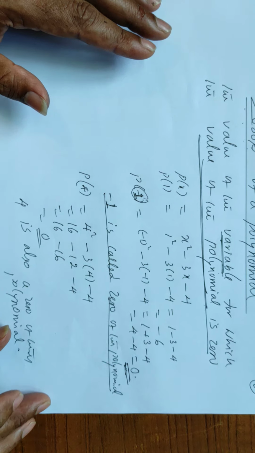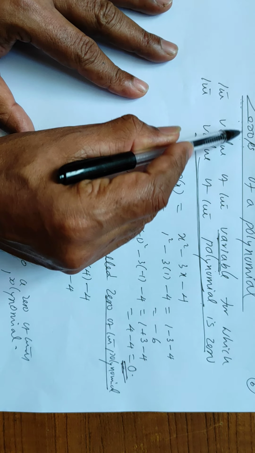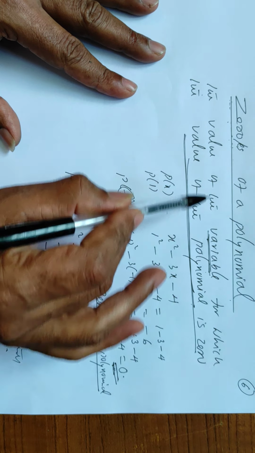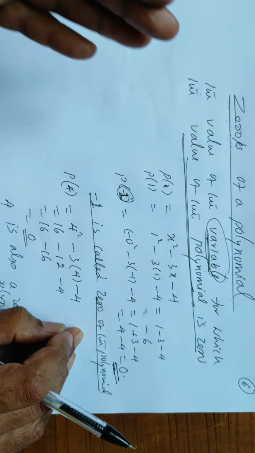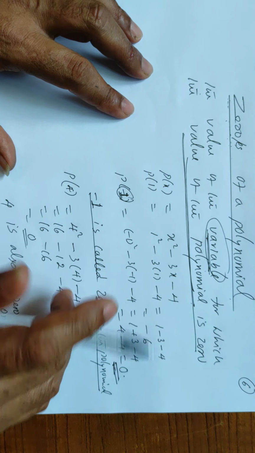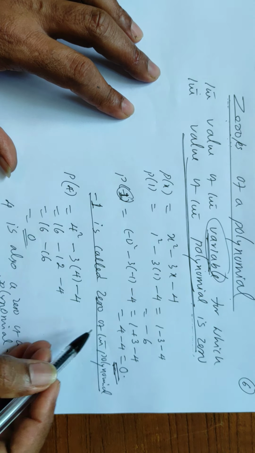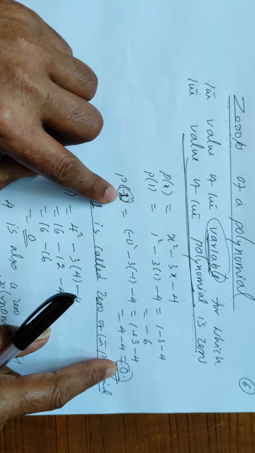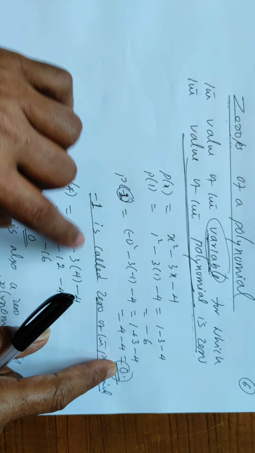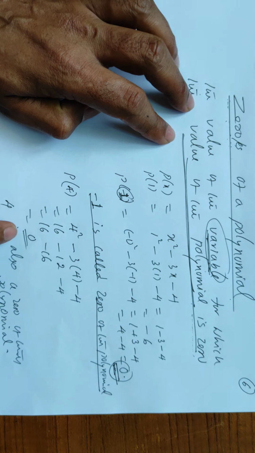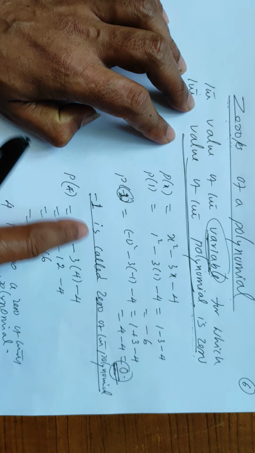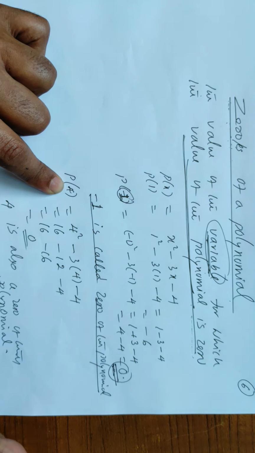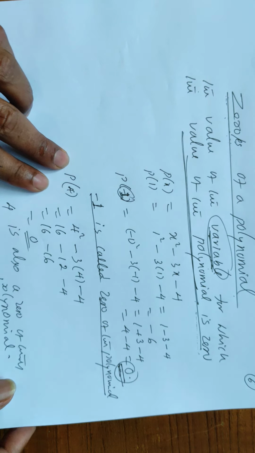So, dear students, what is meant by zero or zeros of a polynomial? Very simple. It is value of the variable, that is value of x or value of y, for which the value of the polynomial should be 0. Here the value of the polynomial is 0. For which value of x? Minus 1. Therefore minus 1 is called zero of the polynomial. Here value of the polynomial is 0. For which value of the variable? 4. Therefore 4 is also the zero of the same polynomial.